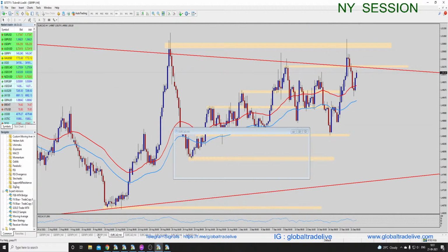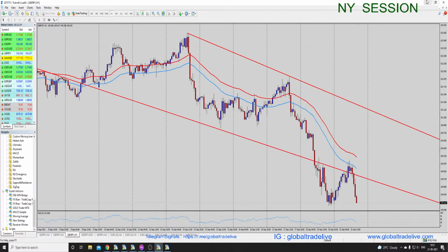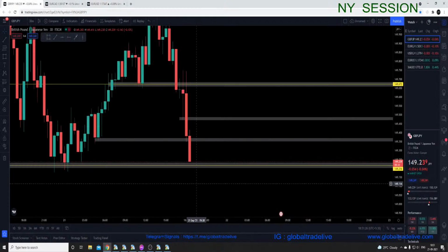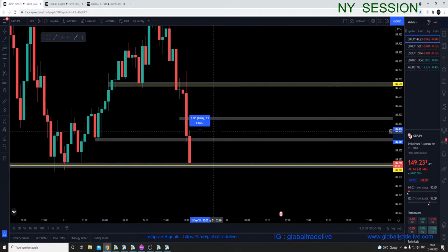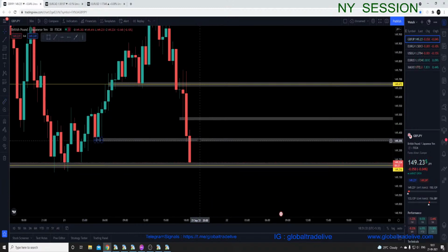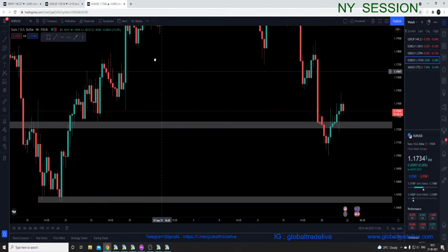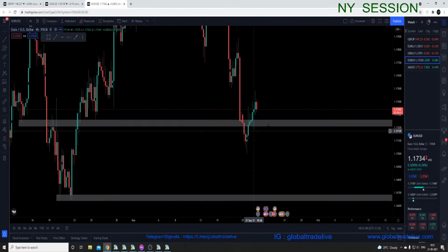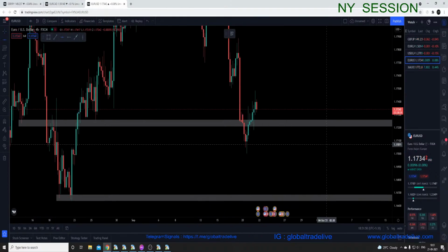Perfect. Extremely good move happened in GBP. But it's alright, absolutely fine. Just made some profits. There is nothing in Euro USD for now.